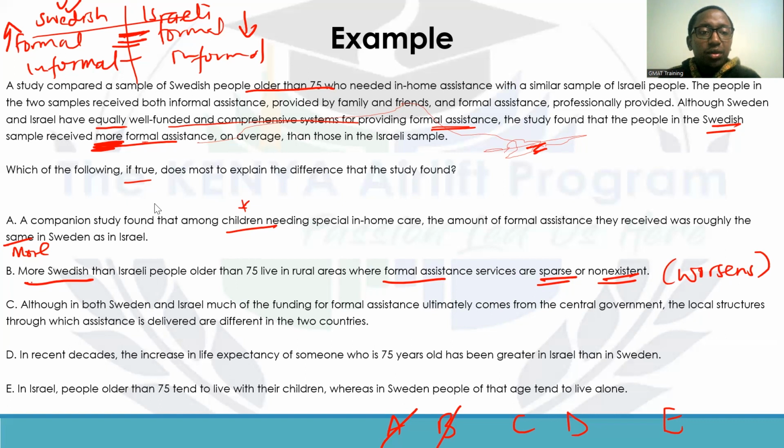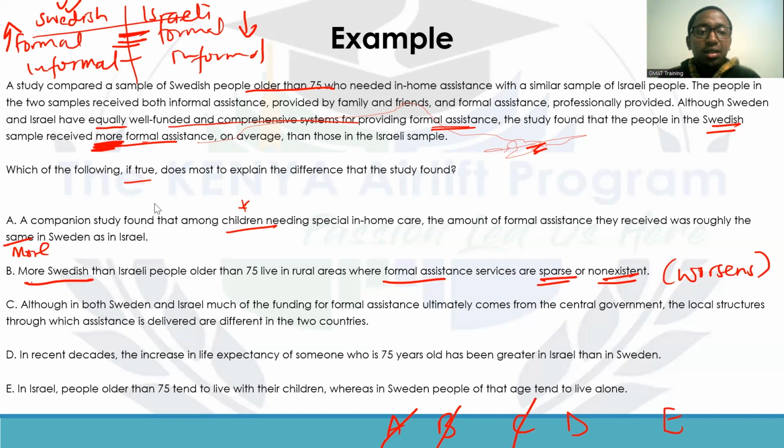And C, although in both Sweden and Israel, much of the funding for formal assistance ultimately comes from the central government, the local structures through which assistance is delivered are different. So how assistance is delivered differs between the two countries. But does that really help us explain why Sweden has more formal assistance offered than Israel? It really doesn't. So C is out.